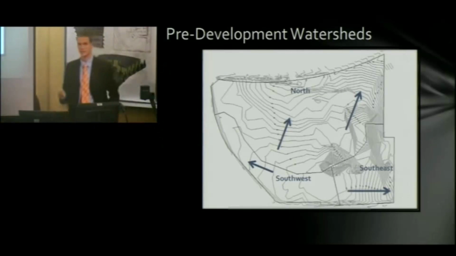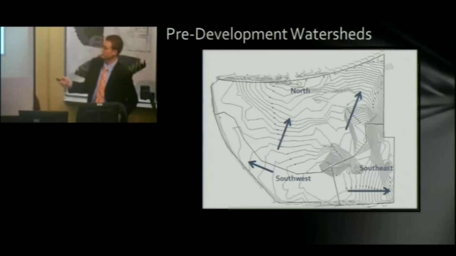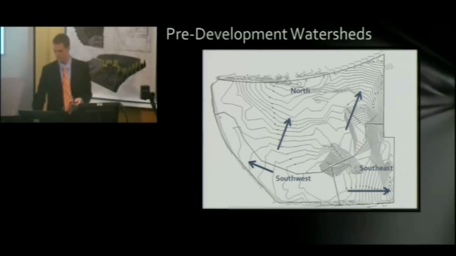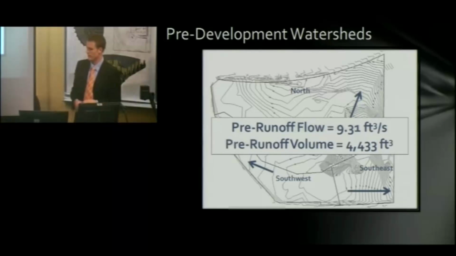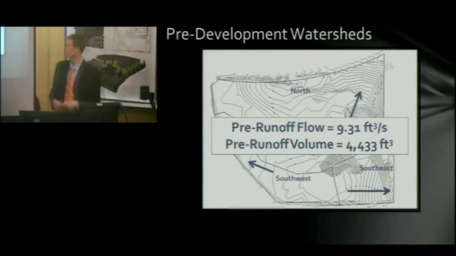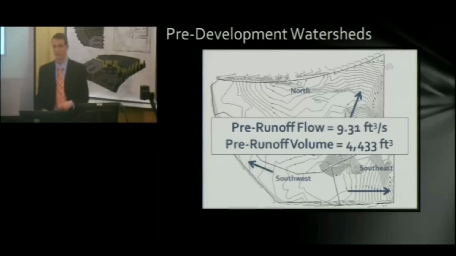Closely tied to the grading is the stormwater management. This is our existing site, and as you can see, it has 3 watersheds. Doing our calculations for those, using the rational method, we found that the runoff flow pre-development was about 9 cubic feet per second, while the volume was about 4,500 cubic feet.